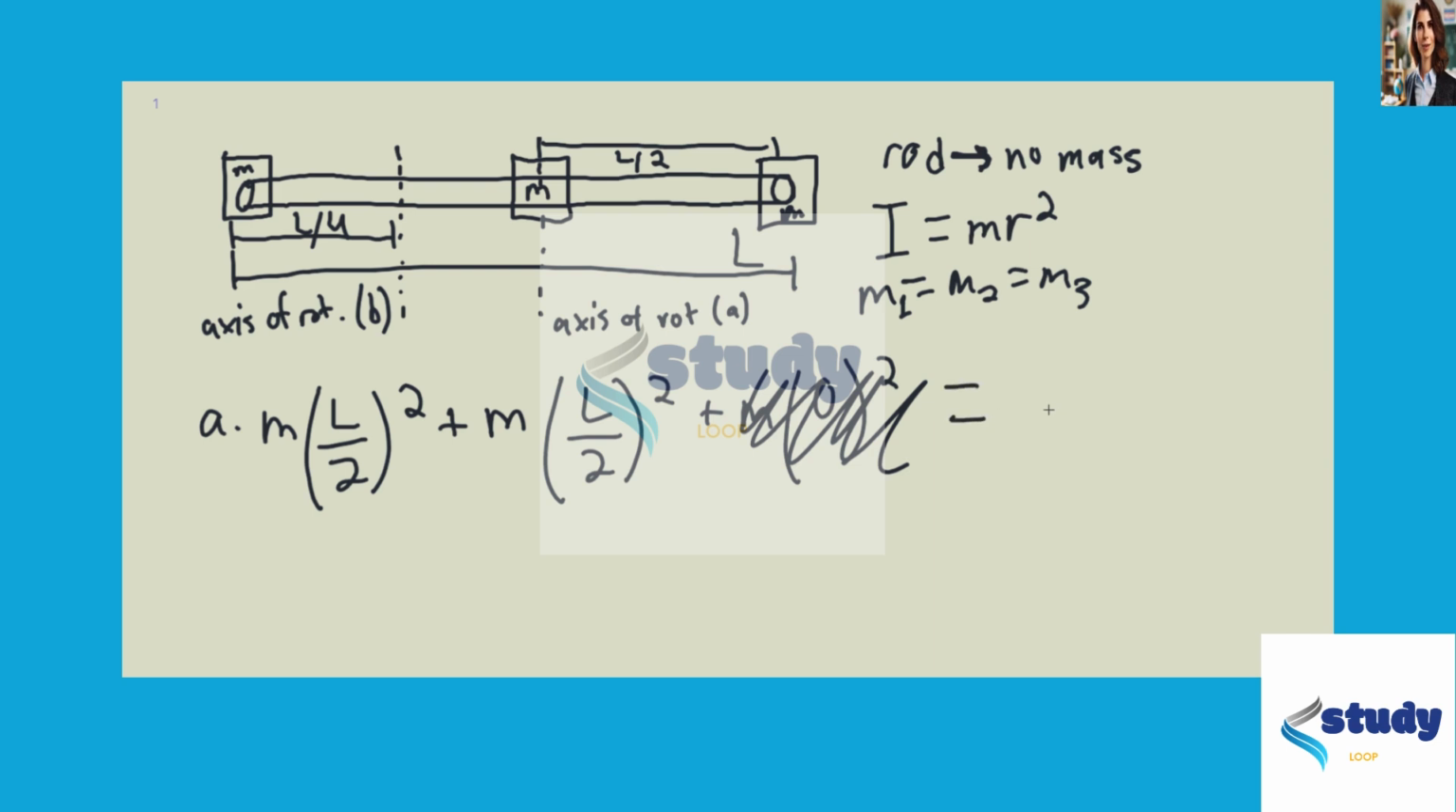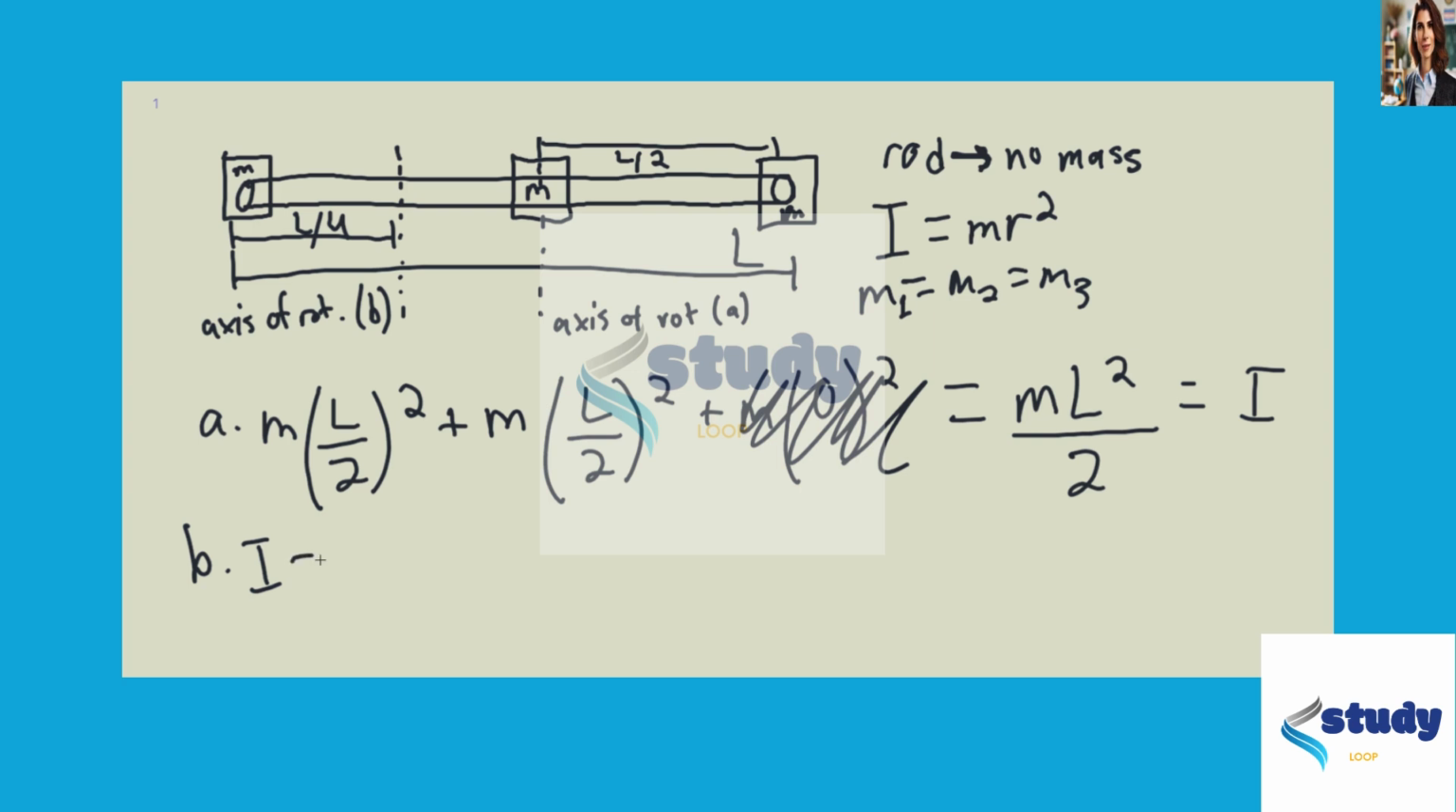And this is going to be equal to ml squared over 2. So this would be ml squared over 4. So ml squared over 4 plus ml squared over 4, ml squared over 2. For part B, this is going to be the axis of rotation. So, sorry, this will be equals I.